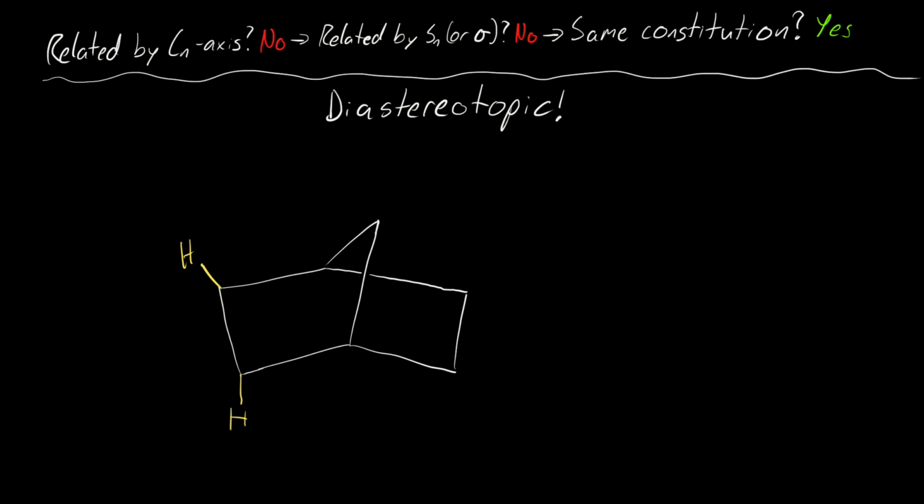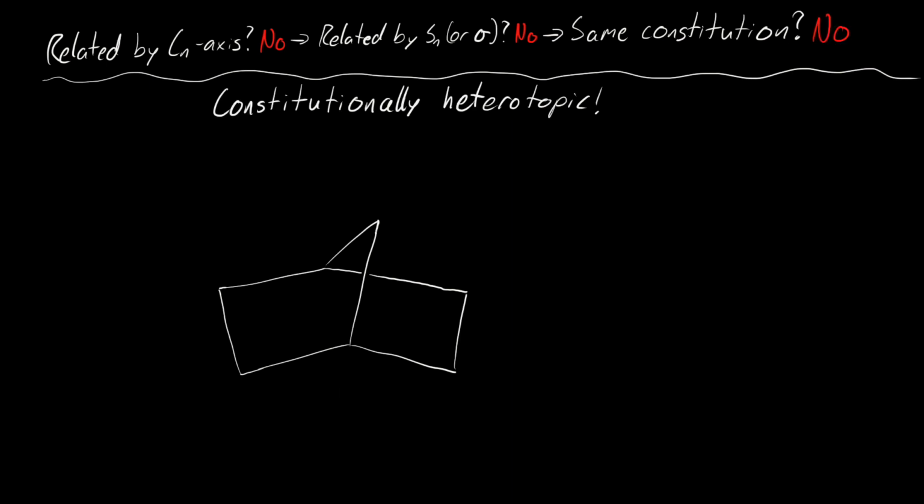Then, if they're not related by either an axis of rotation or improper rotation, we have to ask ourselves, do they have the same connectivity? If they do, then they're called diastereotopic, such as these two hydrogens on the norbornane. But if they don't have the same connectivity, we have arrived at two constitutionally heterotopic molecular fragments. That is, two fragments who aren't related by any symmetry at all, such as these two.